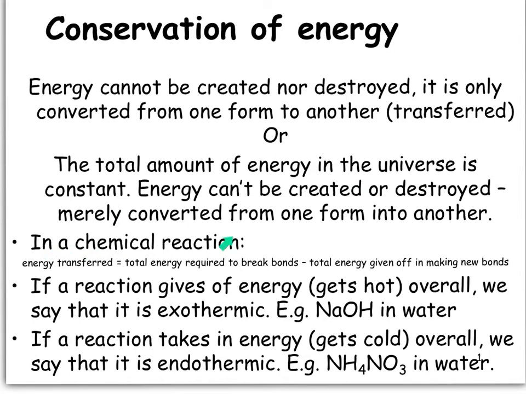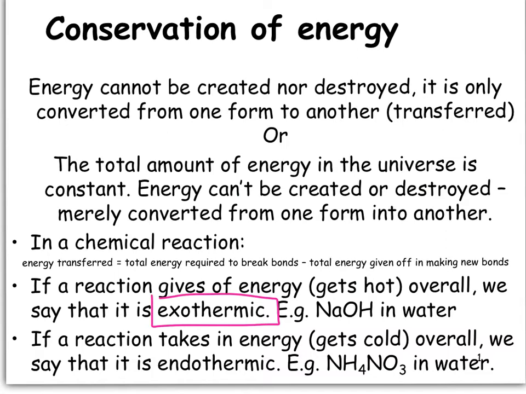So in any chemical reaction, the energy transferred is equal to the total energy required to break bonds minus the total energy given off to make new bonds. So making and breaking of bonds involves energy changes. If a reaction gives off energy overall or gets hot, we say it is an exothermic reaction. So for example, if I put sodium hydroxide in water, it gives off heat.